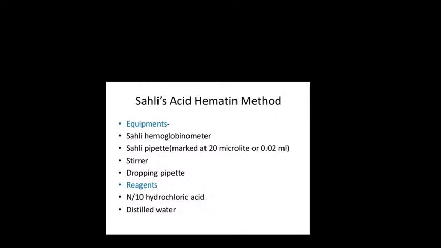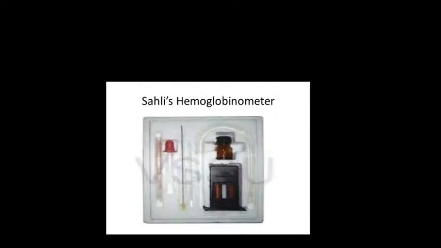So N/10 HCl should be taken to the lowest bottom level, and the pipette has got only one marking till where you should take the blood, and you keep on adding. Wait for 8 minutes. That is very important, because the solution what we have taken will take 8 minutes to completely liberate the hemoglobin. So this is the method. So these are the apparatus.